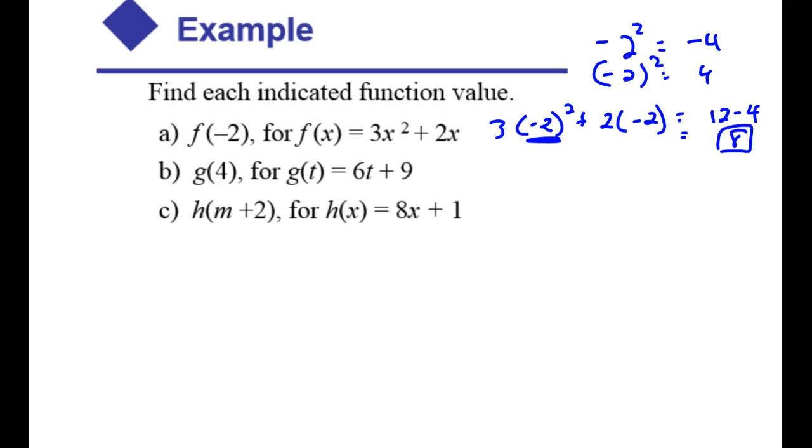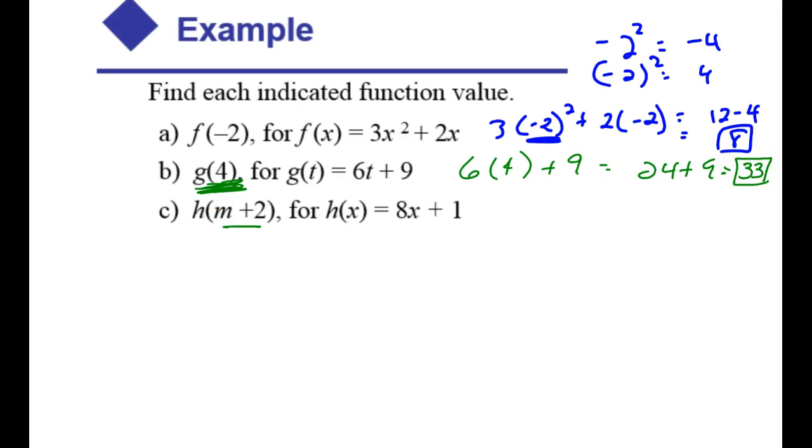The next example, I'm going to plug in a 4 every time I see a t. So this is read g at 4. So I'm going to go to my g at t function, and every time I see a t, plug in a 4. So I'll write it 6 times 4 plus 9, 24 plus 9, and end up with 33.